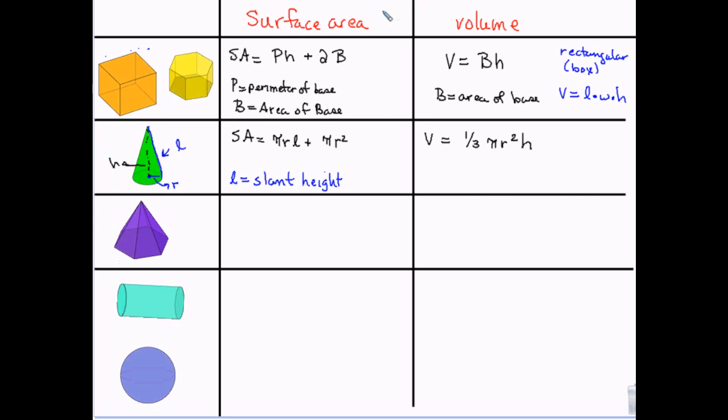Also, surface area is in square units, volume is in cubic units. So square inches, square feet, cubic inches, cubic feet.